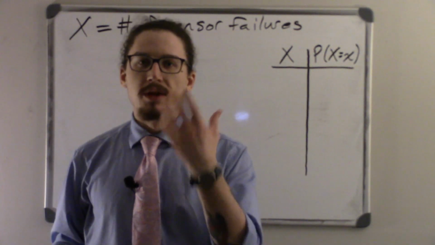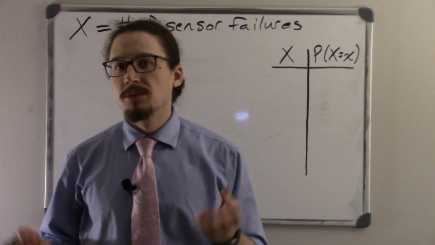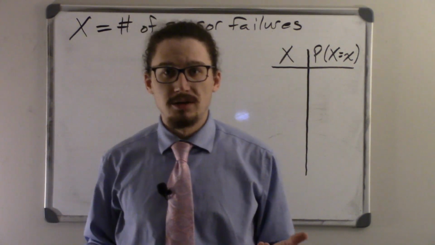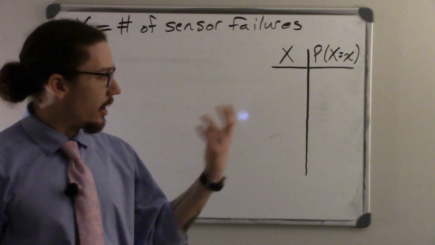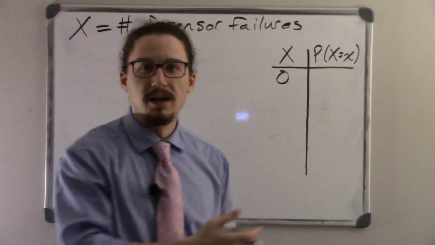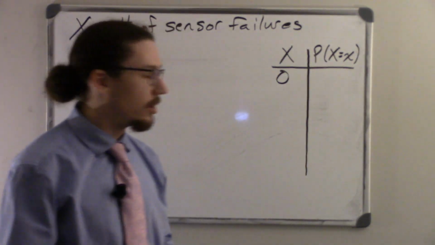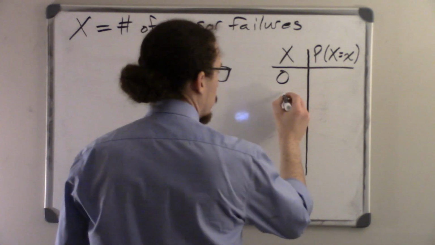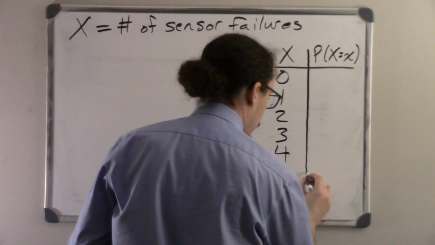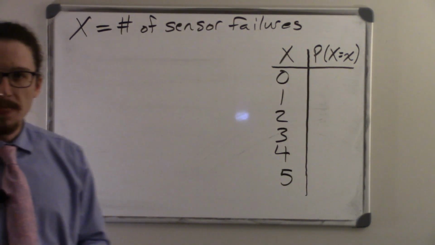As for our minimum, we think, well, maybe it's 1. However, is it possible to have fewer than 1 failure? The answer is yes, we could have 0 failures. So we're going to need 0 to n, whatever the number of trials is. Those are all of the possible outcomes: 0, 1, 2, 3, 4, and 5.